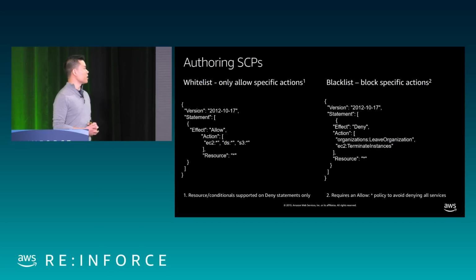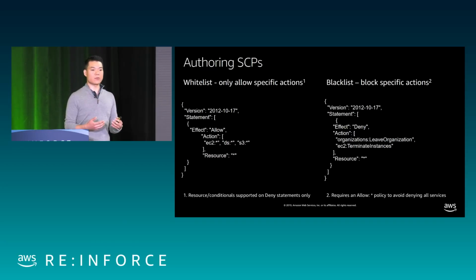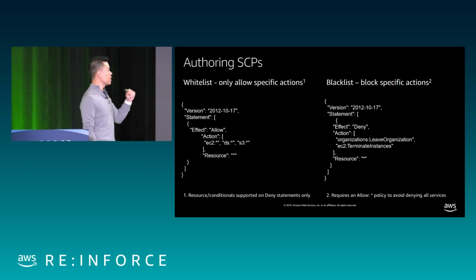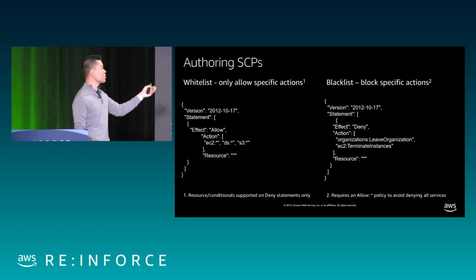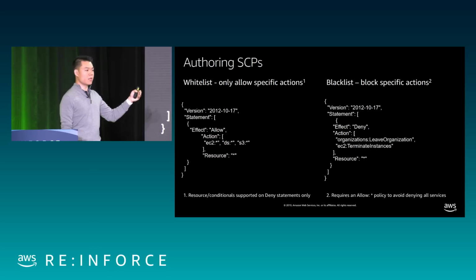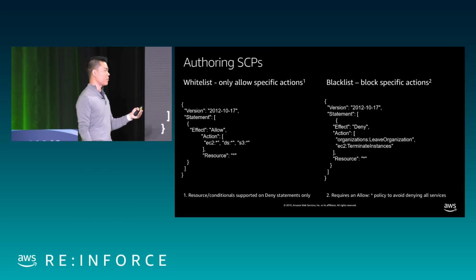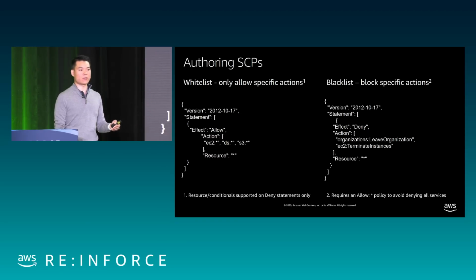So with the blacklist policy, it blocks specific actions that you don't want users to perform in your organization, while granting your users, at least in the permission guardrail, potentially the ability to access all other services. In this particular policy, I've basically written a deny policy that says I want to deny the ability for my end users to leave the organization, to remove the account from the organization, as well as the ability to terminate EC2 instances in my org.